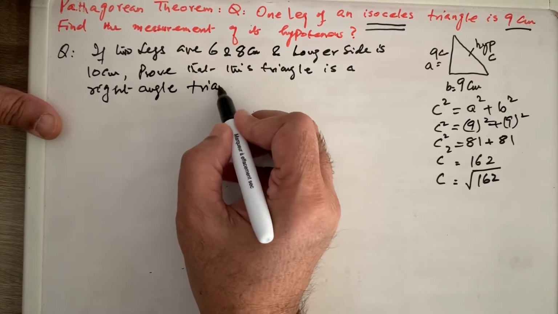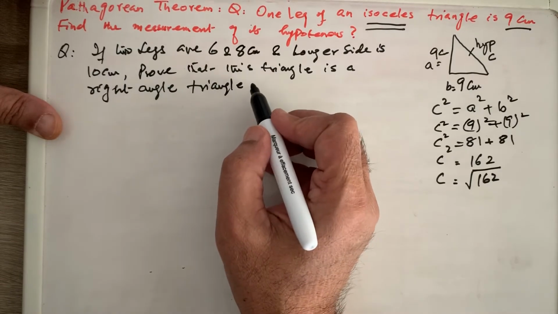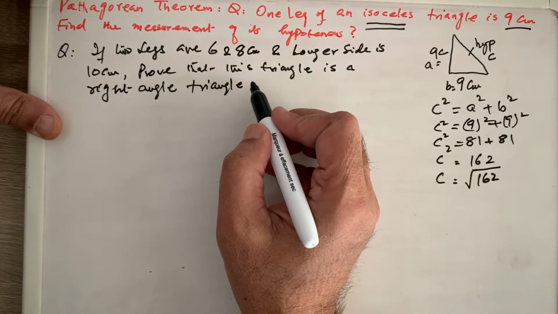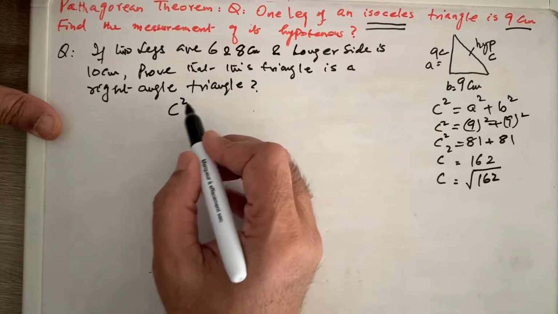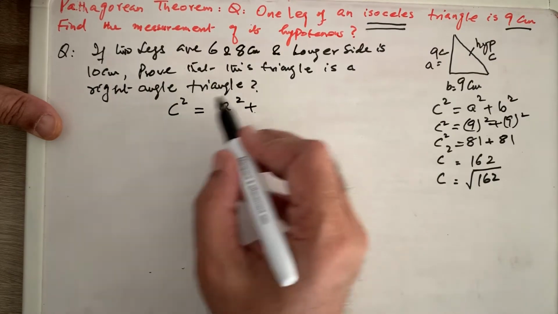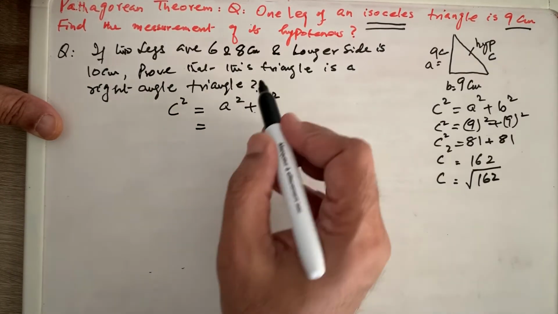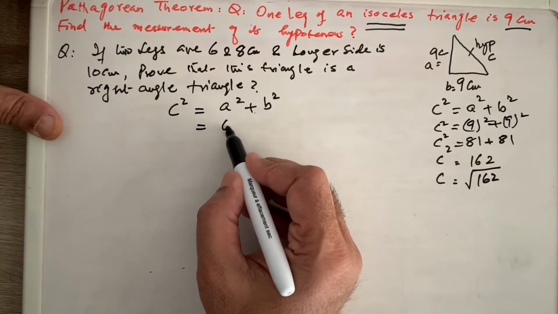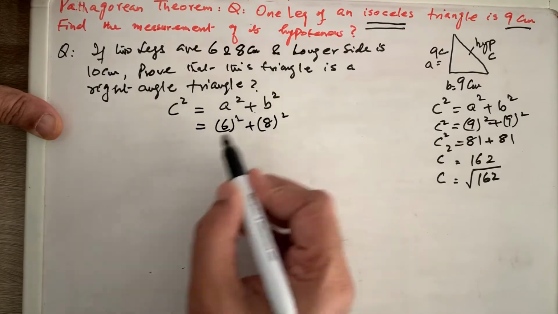So if we have this question, how do we prove it? If it satisfies our Pythagorean theorem, then it is the right angle triangle. And what is Pythagorean theorem? Square of the longer side is equal to sum of the squares of the 2 legs. So what are the legs given here? 6 whole square plus 8 whole square, right? These are the legs given.